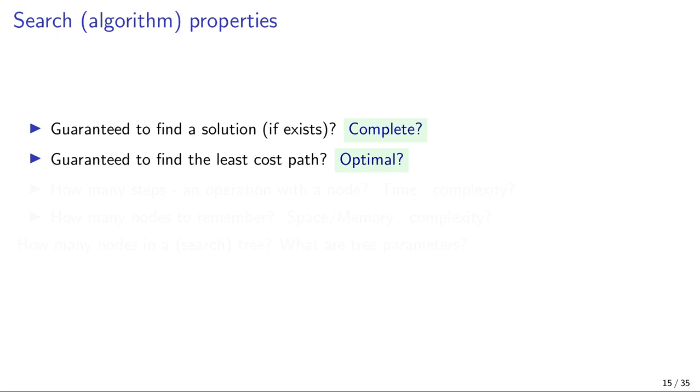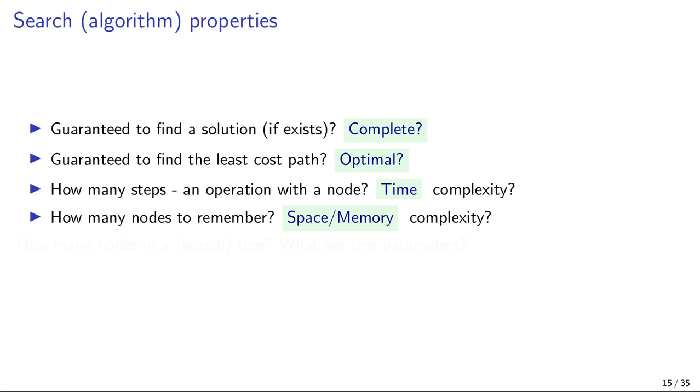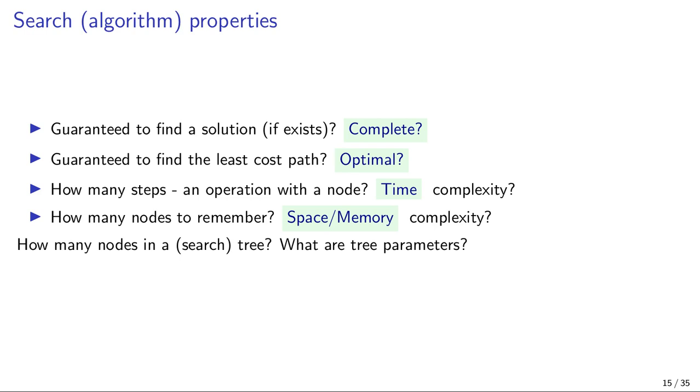And of course, as we said, there could be many strategies. They may differ in how many steps are needed to reach a solution. So it's time complexity. And of course, to proceed, we'll also need to study the space complexity or memory complexity. Simply, how much does the algorithm need to remember throughout the search? Then it comes back to the question, how many nodes are in a search tree, in fact, and what are the tree parameters?